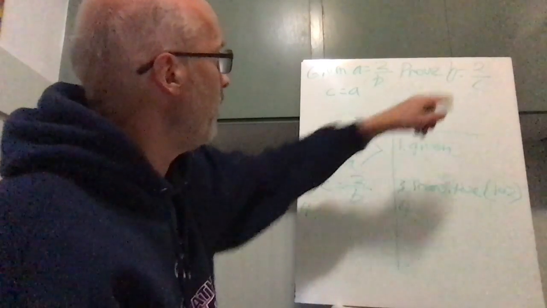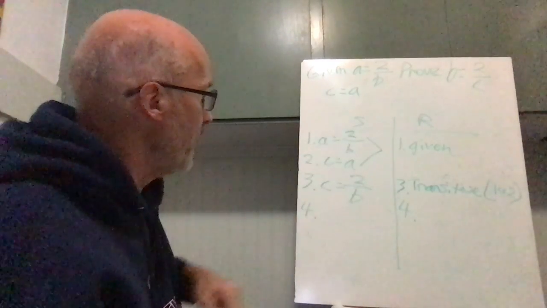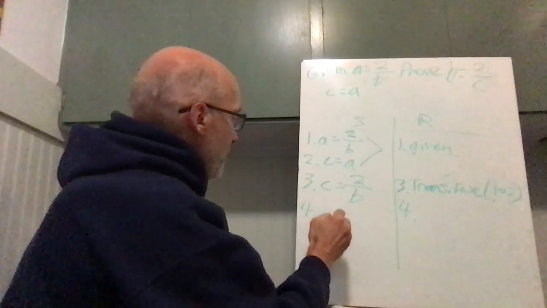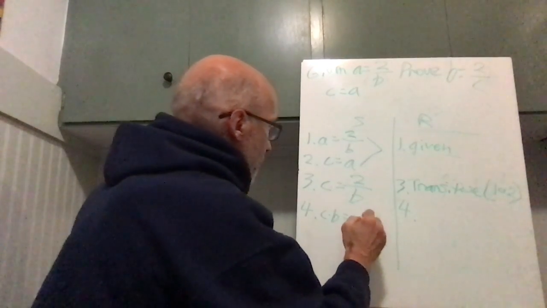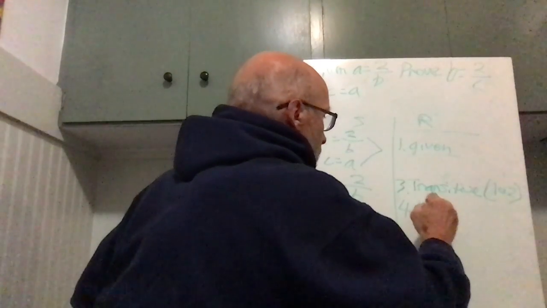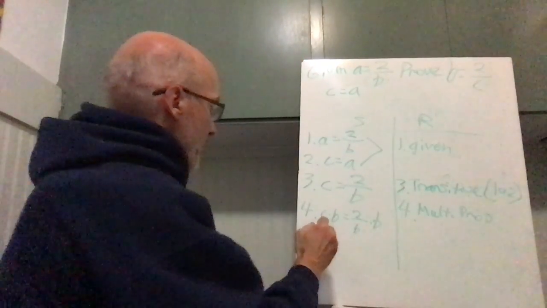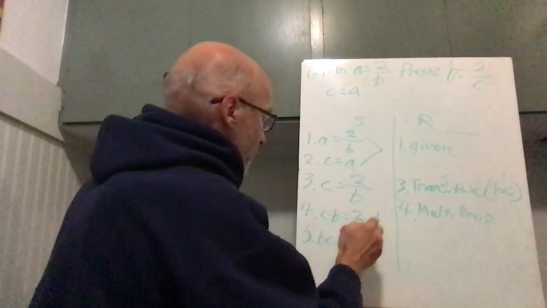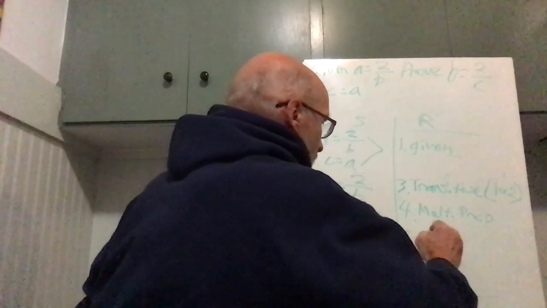Remember to look where you're going. We kind of want the b's and the c's to be switched. So the way I'm going to do that is I'm going to multiply by b over here and here. So c times b equals 2 over b times b. And that's the multiplication property. Step 5, bc equals, this is going to make the b's go away, 2. Simplify.